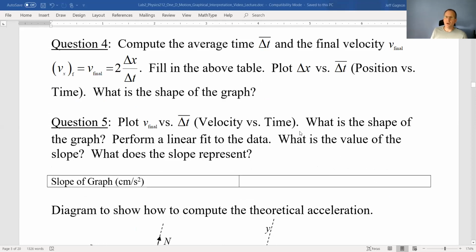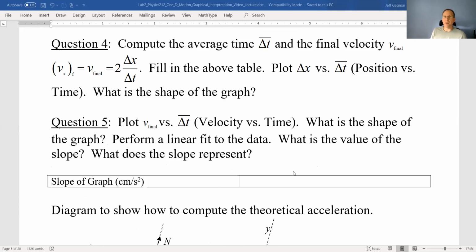Do the plot. What is the shape of the graph? Well, think about it. Remember, in this case, the cart should be undergoing a constant acceleration. So if you plot velocity versus time, it undergoes constant acceleration. What should that graph look like? I kind of give you a hint here by telling you to perform a linear fit to the data.